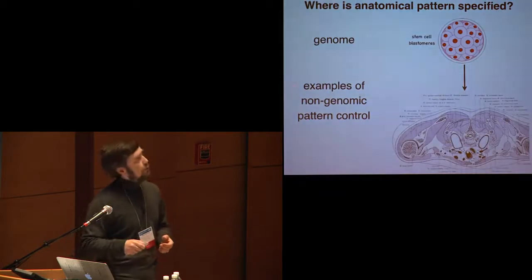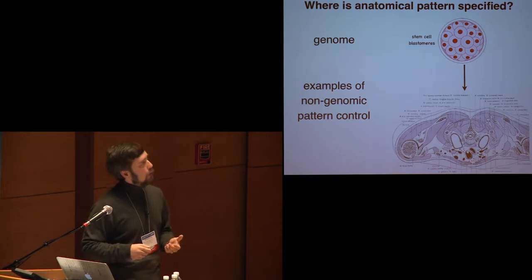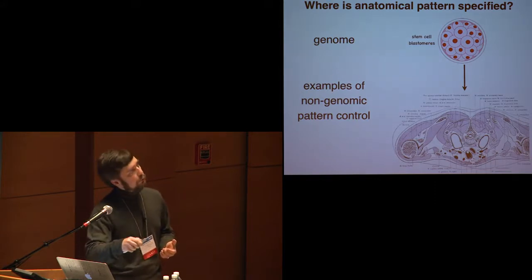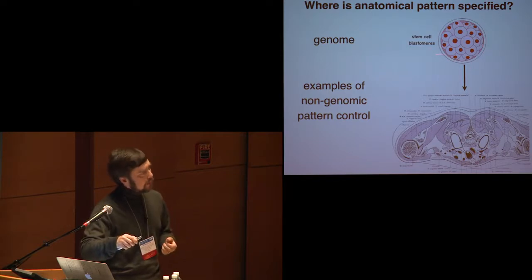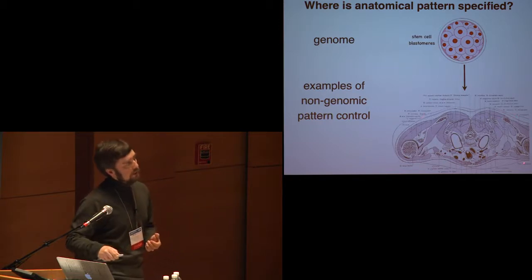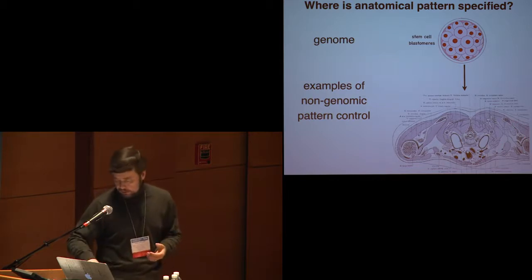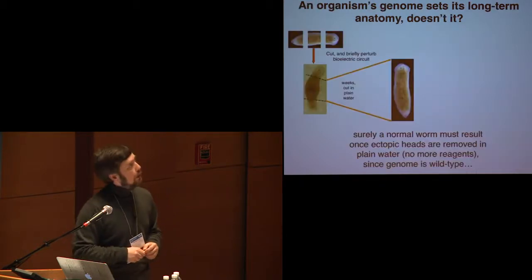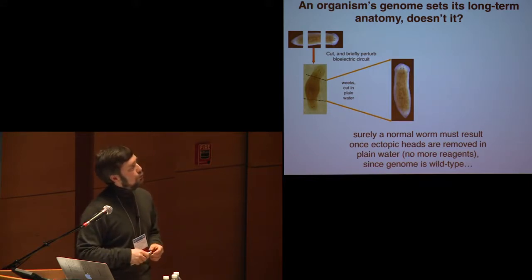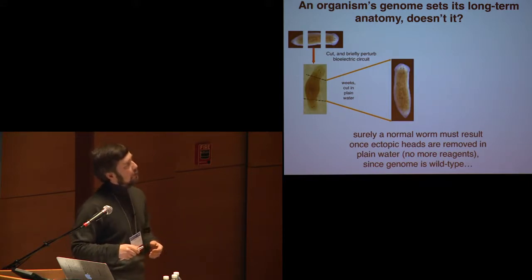And so I've showed you some examples of non-genomic pattern control, and so we start to wonder, okay, where is this pattern? To go from an early set of blastomeres to this really precisely patterned structure, this is a cross-section of a human torso. So where does this pattern come from? And we did this experiment, so this was Nestor Oviedo and Junji Murakuma and various other people since then.